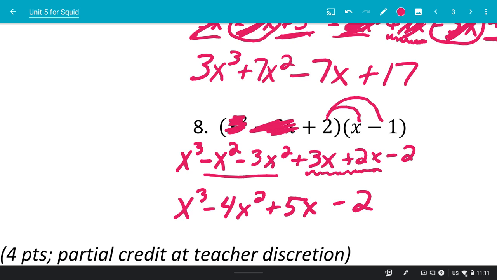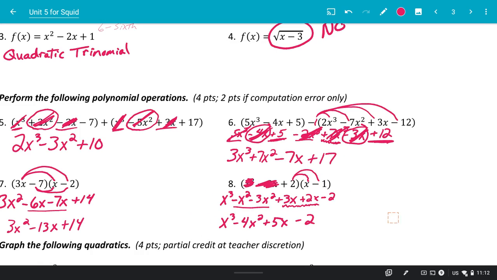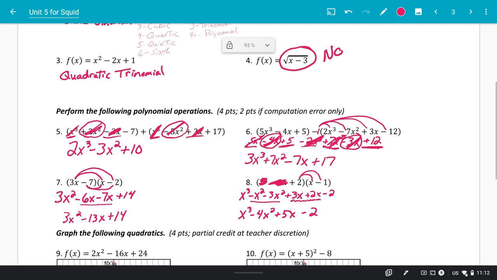Good. Do you feel better about the polynomial operations? Okay, just promise me this. If you're struggling with the adding and subtracting, use your calculator. Okay? Don't let that freak you out.